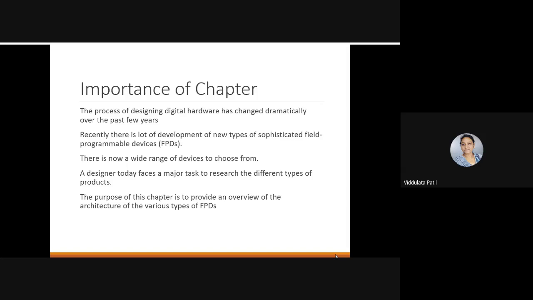The process of designing digital hardware has changed dramatically over the past few years.